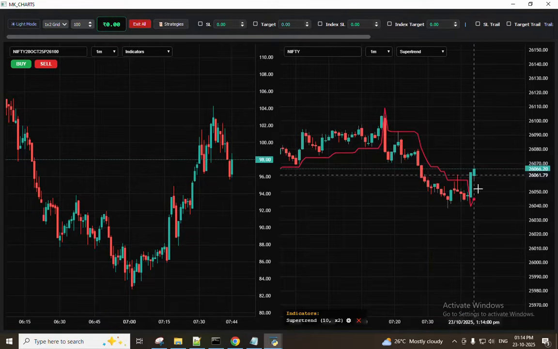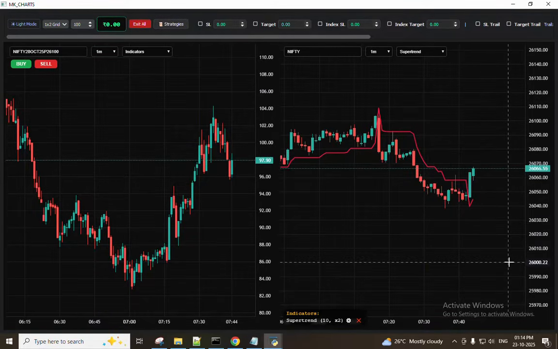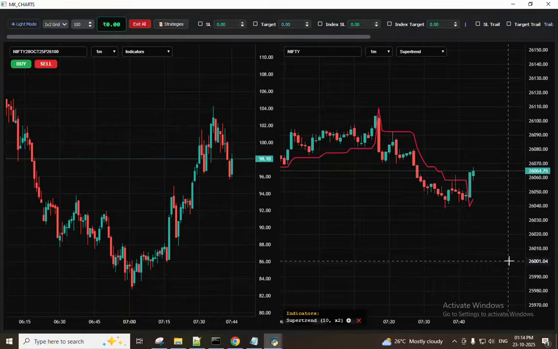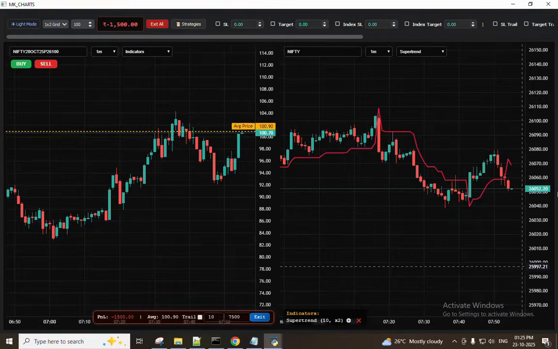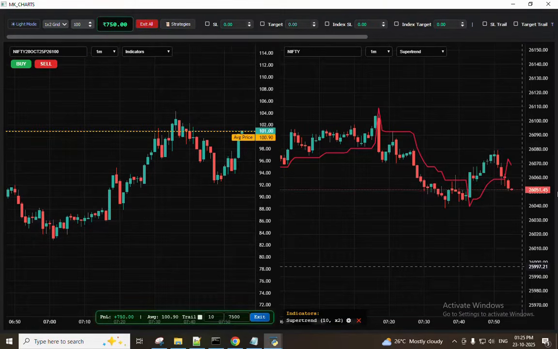This will place order when the price closes below the Supertrend and close. Okay, not just touch, it will place only when the price closed below the Supertrend. Okay, the price has closed below the Supertrend and the order is placed.